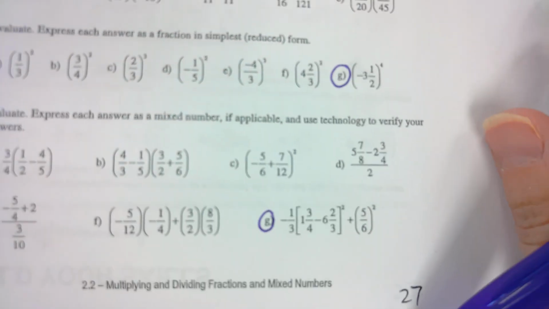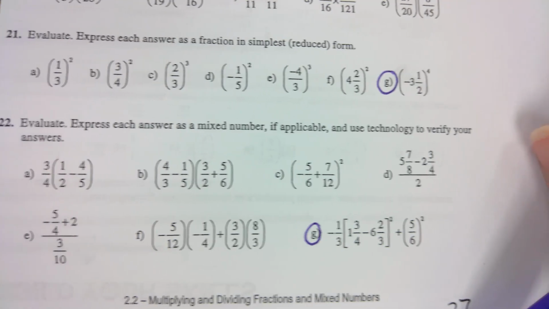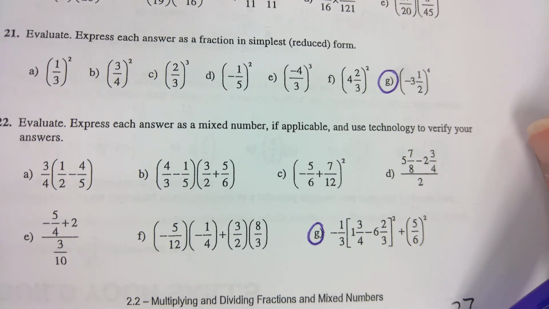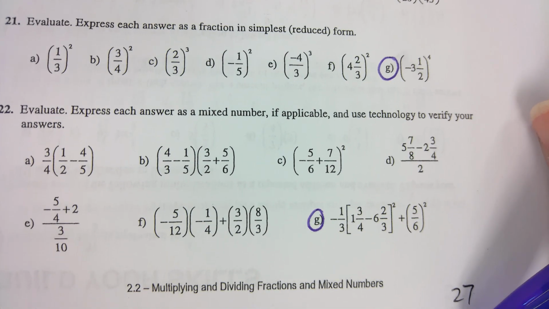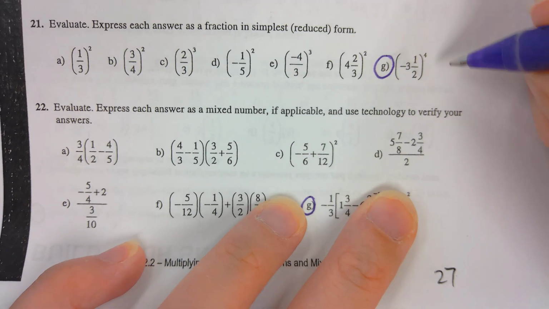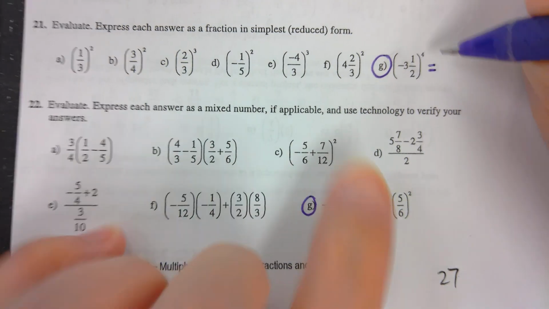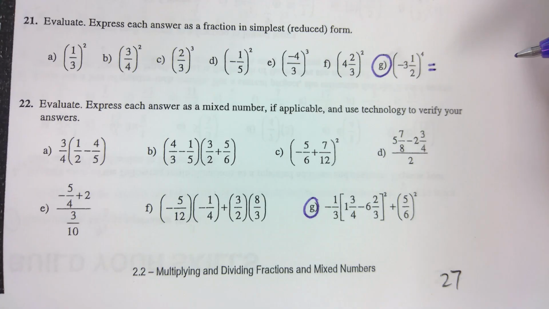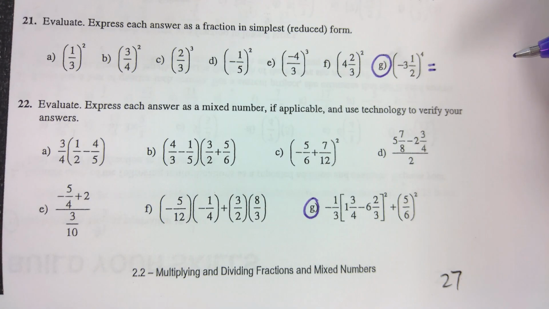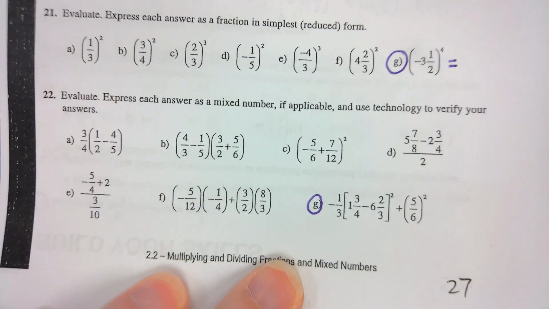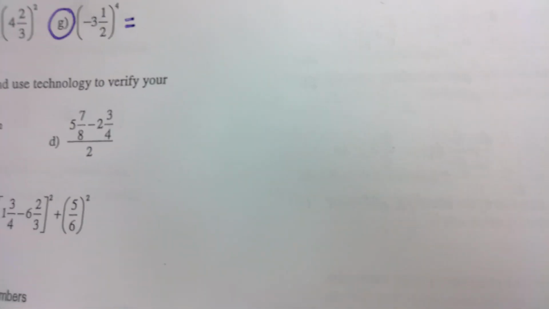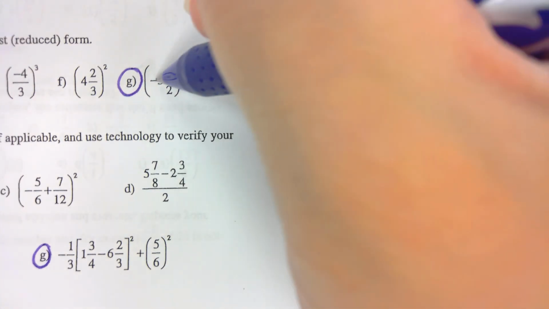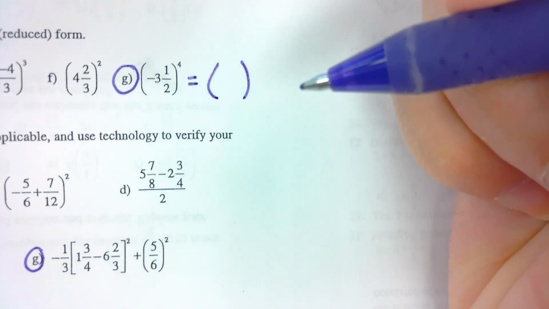21G. All right, page 27, 21G. Okay, so this one, again, the first step you want to do is change it to an improper fraction. So 3, this is an improper.